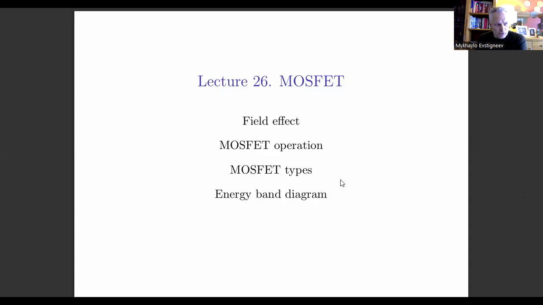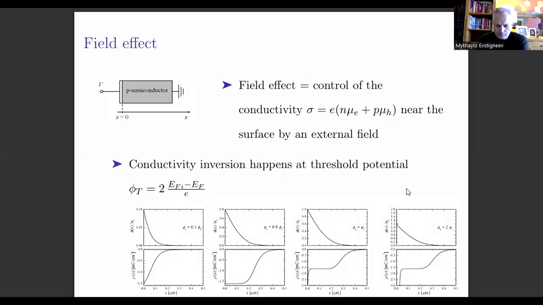I will show you how MOSFET operates in principle. I will introduce briefly the four main types of metal oxide semiconductor field effect transistors. And finally, I will begin analyzing the operation of MOSFETs using the tool that I have introduced earlier, the energy band diagram. Now, MOSFETs are the most widely used type of transistors in practical electronics, and their operation is based on the field effect.